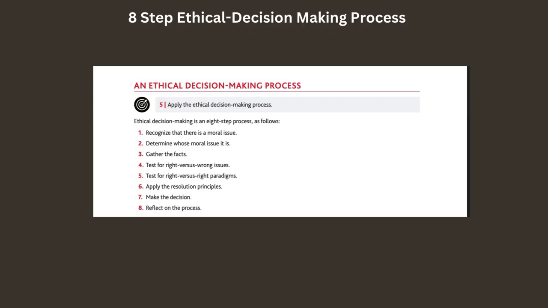Here are the 8 steps for the process from the book. Number 1, recognize that there is a moral issue. Number 2, determine whose moral issue it is. Number 3, gather the facts. Number 4, test for right versus wrong issues. Number 5, test for right versus right paradigms. Number 6, apply the resolution principles. Number 7, make the decision. And number 8, reflect on the process.